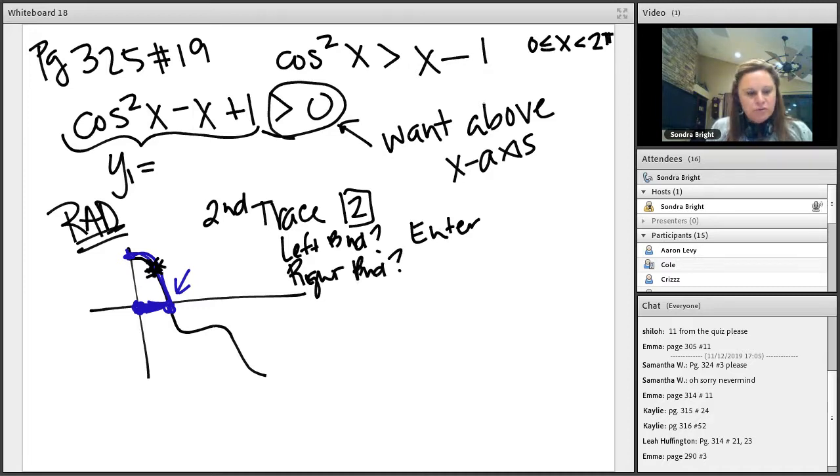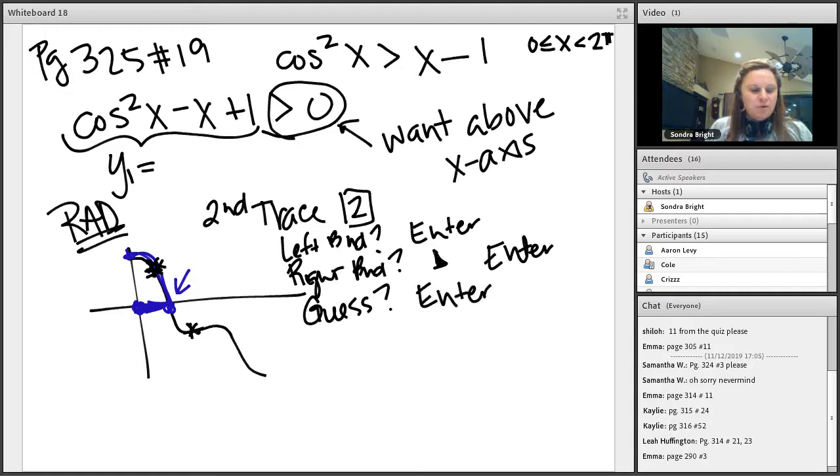And then on right bound question mark, you're going to use your little right arrow. Use that little right arrow to move your cursor somewhere over here, somewhere below the x-axis. And so I move it over and then hit enter. And then it'll say guess. For that, you can just hit enter. You don't need to move your cursor at all.